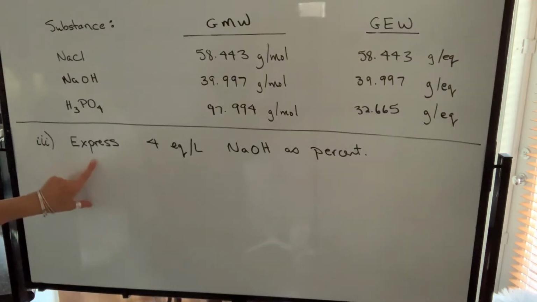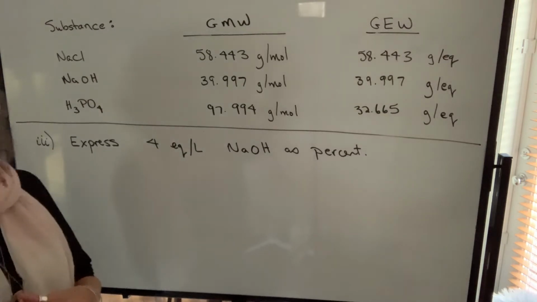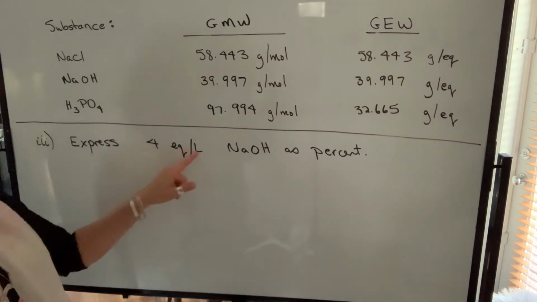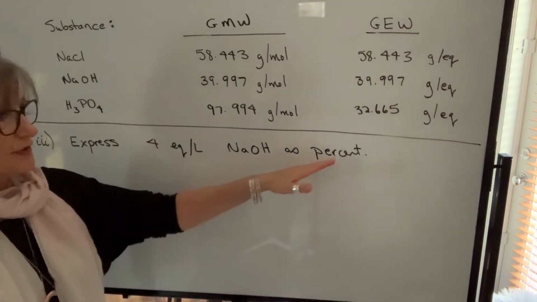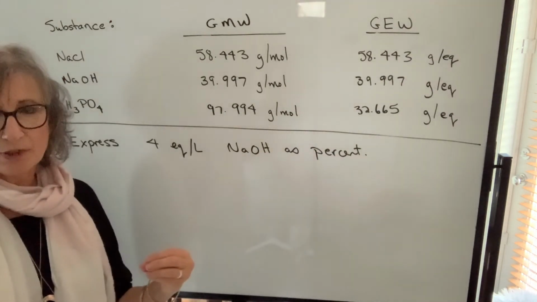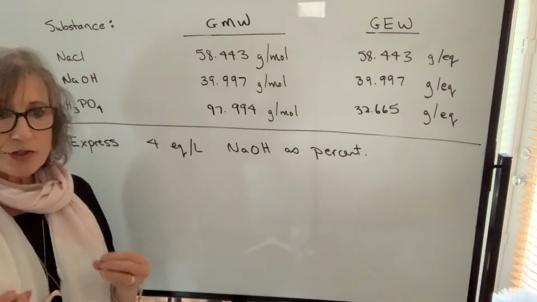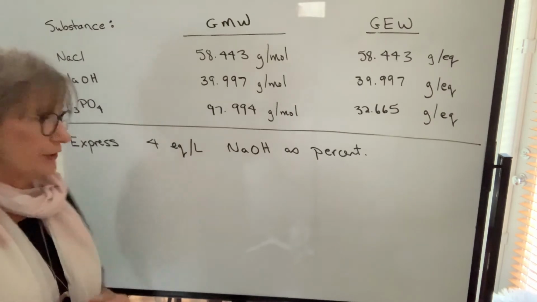In our next example, we're given a solution of sodium hydroxide that has a concentration of 4 equivalents per liter, and we want to express this as a percent. So what I'm going to do is start off by changing it to grams per liter. Because when you're dealing with percent, you're talking about grams per 100 milliliters. So let's start with converting it to grams per liter.